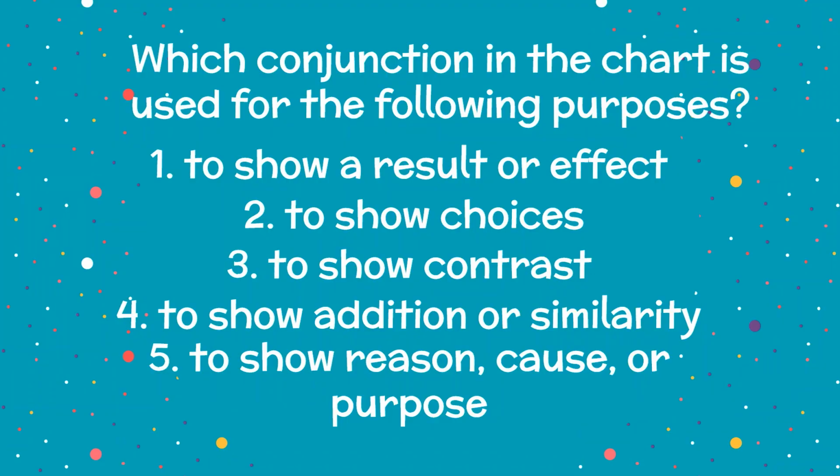Which conjunction in the chart is used for the following purposes? To show a result or effect. Which is used to show choices. Which is used to show contrast. Which is used to show addition or similarity. And which is used to show reason, cause, or purpose.